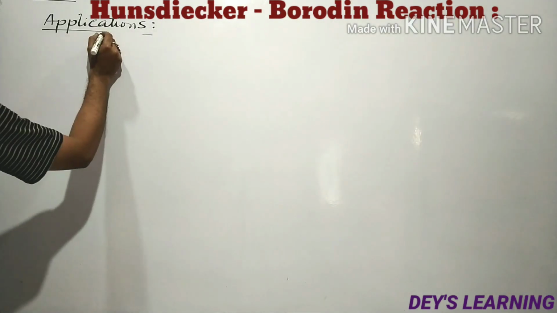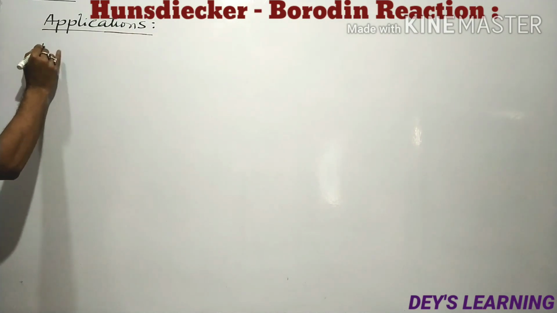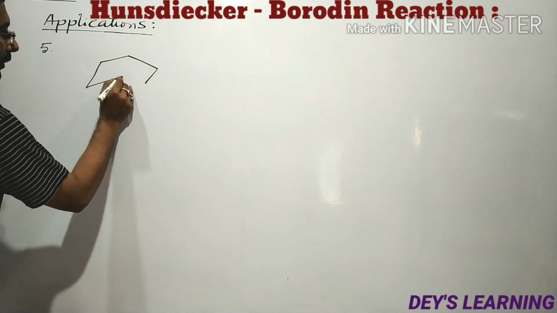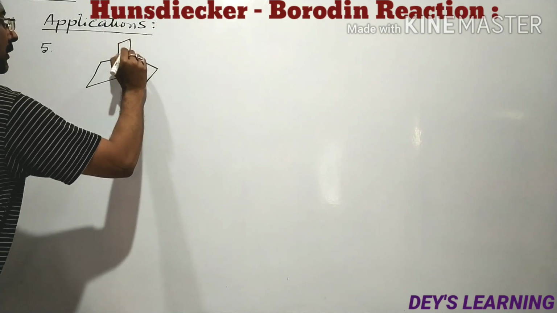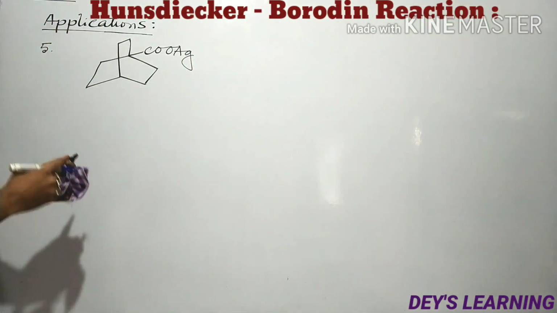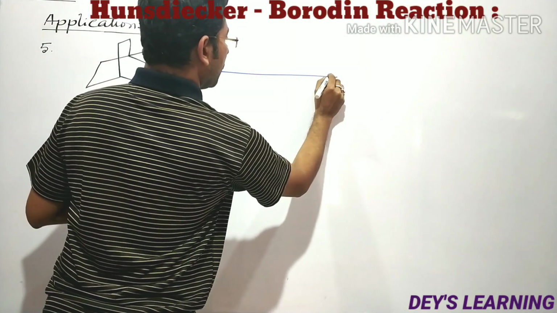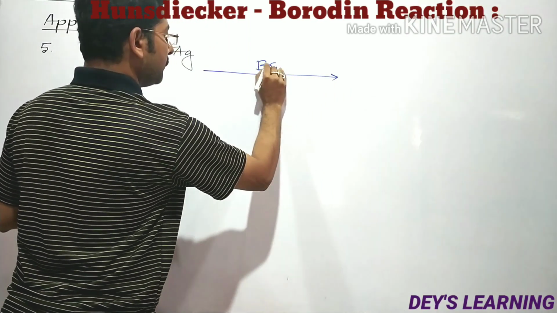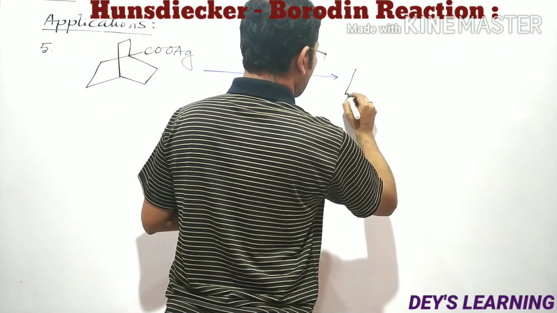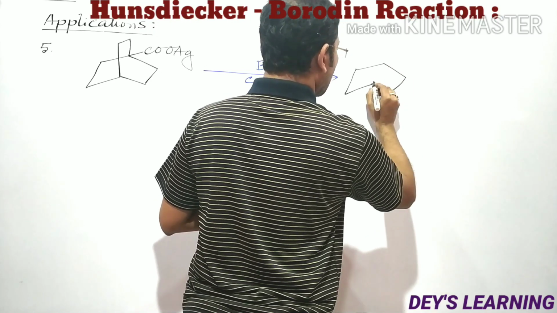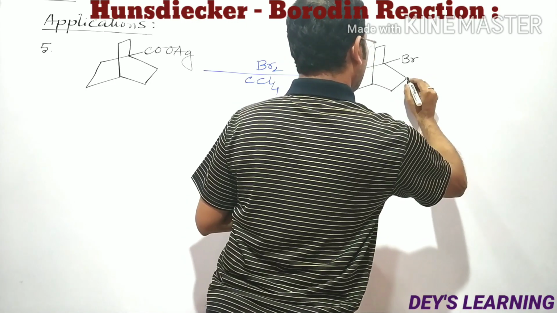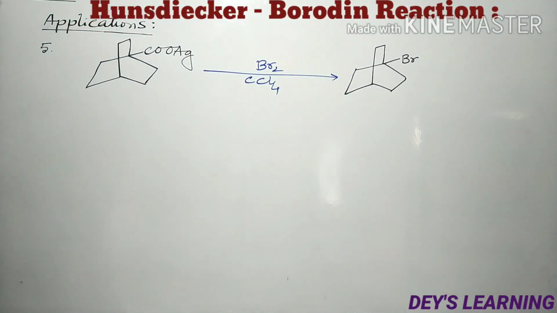In the next example, number 5, if we have the bridged compound like this one, if you treat this molecule by bromine in CCl4 medium, you will get the product like this one.